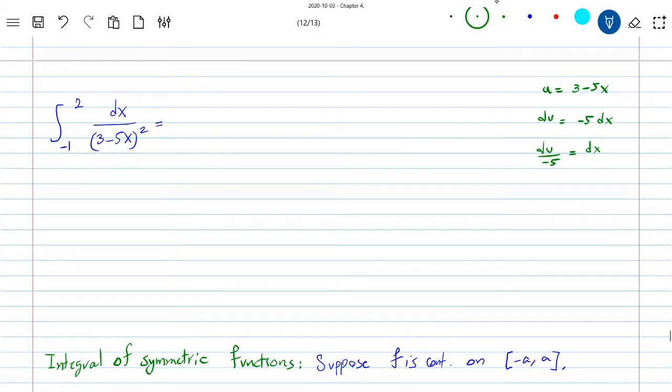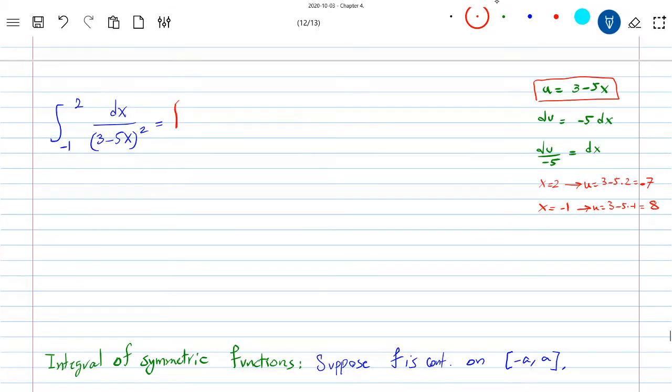But now, since there is a boundary involved, I'm going to update the boundary as well. What would be the boundary? So if x is 2, what is u? Replace 2 for x into this equation. u would be 3 minus 5 times 2. What you get is 3 minus 10, which is negative 7. The other boundary for x is negative 1. What is u? u would be 3 minus 5 times negative 1. 5 times negative 1 is negative 5, minus that is positive 5, and plus 3 you'll get 8.